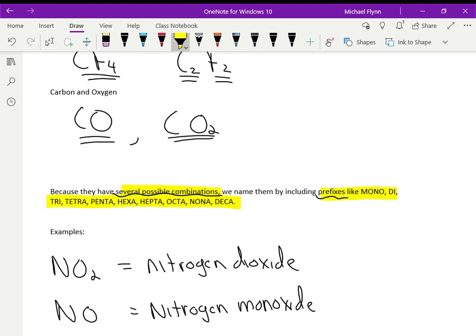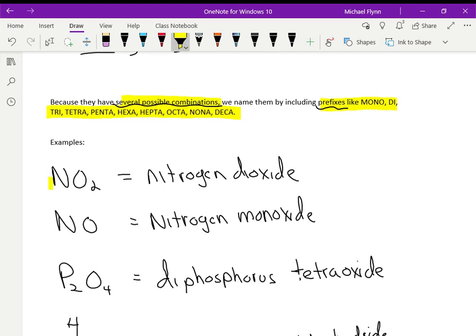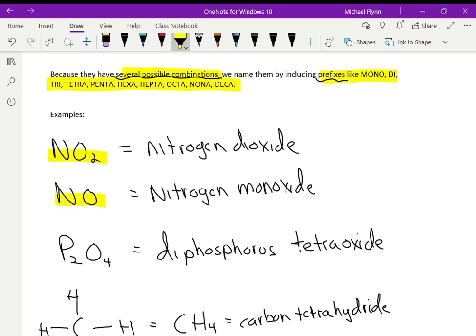And remember, you only name it this way. You never name ionic compounds like this. Only the covalent compounds with non-metals only are named this way. So I put a few examples for you here. That one there is nitrogen dioxide, okay? And here, NO is nitrogen monoxide. So those of you who are writing no on the group chat, and you're writing nitrogen oxygen, that's unacceptable now.